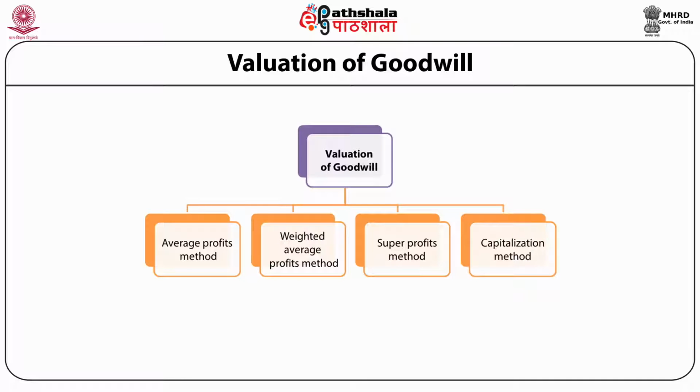It is clear from the figure that two methods, average profit method and weighted average profit method, are based upon average profit, whereas super profit method is based upon super profit. Super profit means the profit above normal profit the firm is going to or expected to earn, whereas capitalization method is based upon both average profit and super profit.